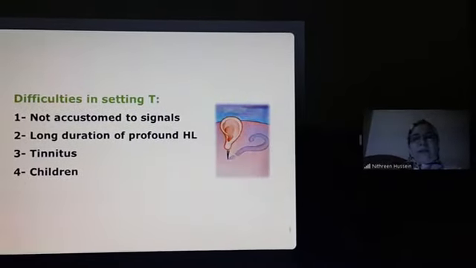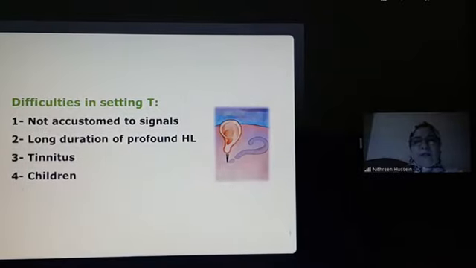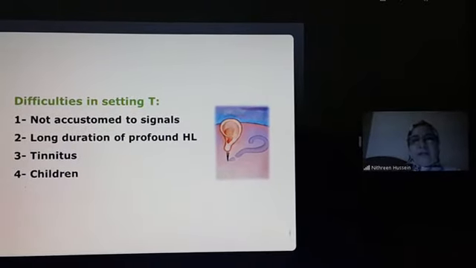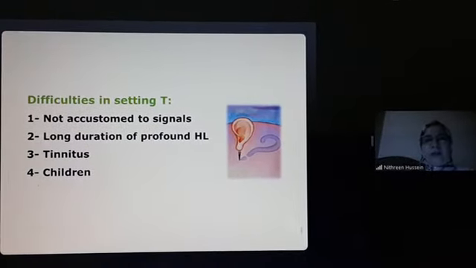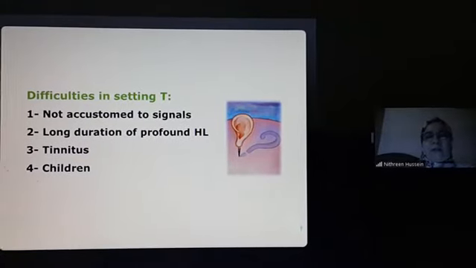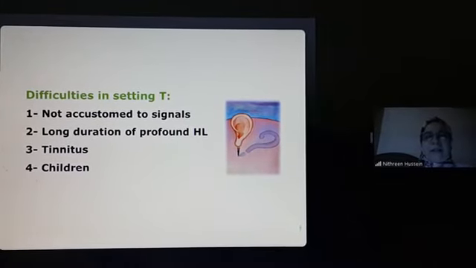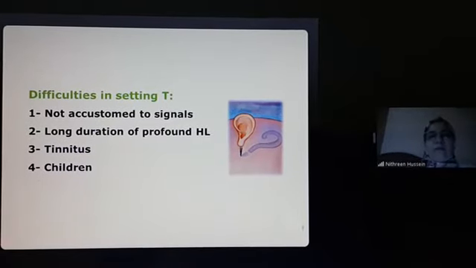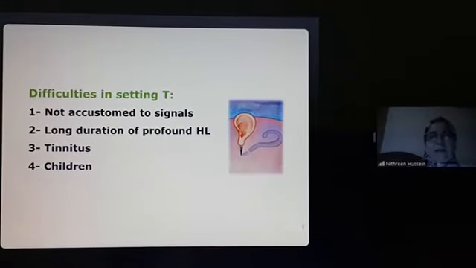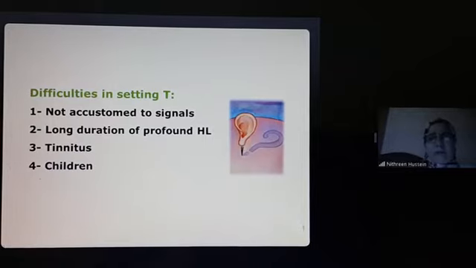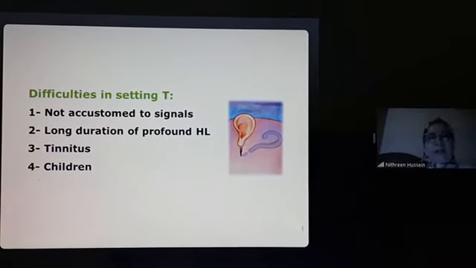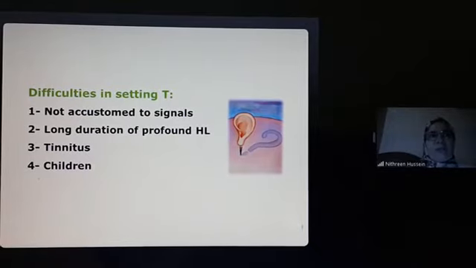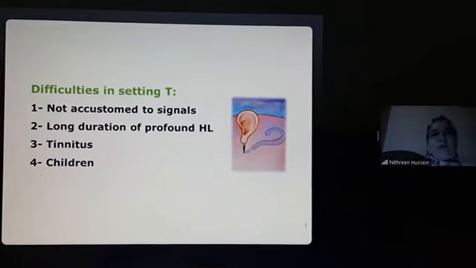So as you see, usually the measurement of threshold is difficult, especially in the early fitting session or in the switch on session, because the patient is not used to the signal yet, and especially if he has a long duration of hearing loss. Also, we may face difficulties in tinnitus patients due to false positive responses, or in uncooperative and young children. So in this case, we can use some of the objective tools to help us in doing the programming.